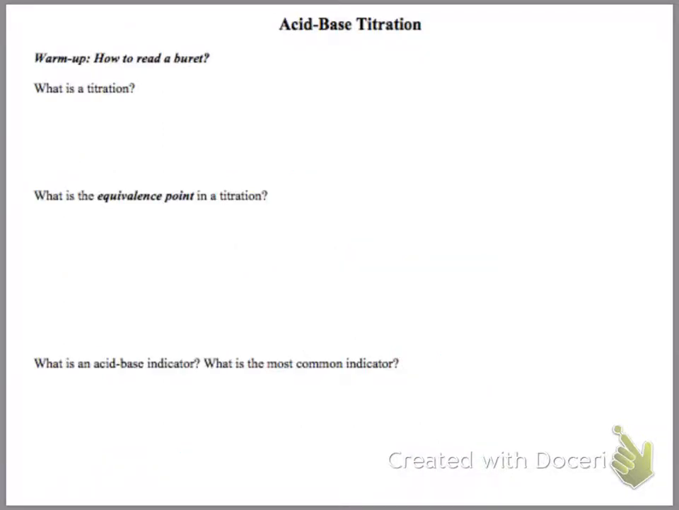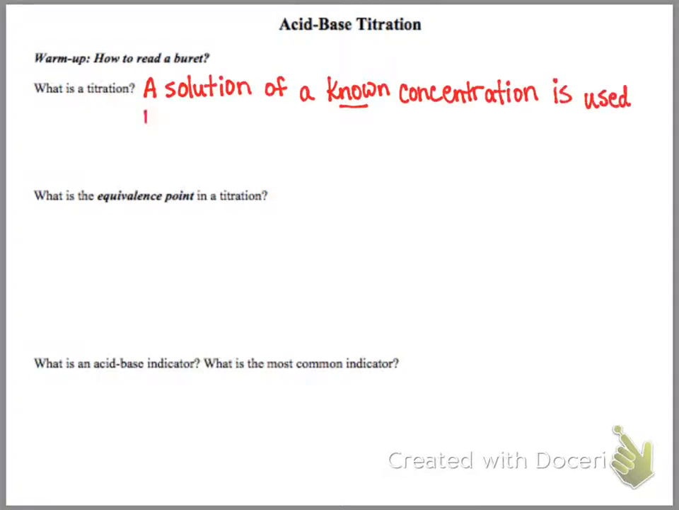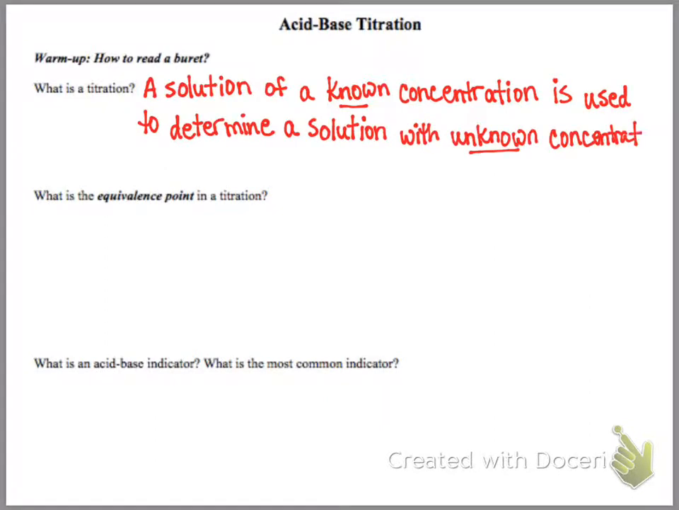So an acid-base titration is where we're going to do a neutralization reaction, but where one of the solutions has a known concentration, and we use that to figure out the concentration of the other solution, which has an unknown concentration. So we're going to mix the two solutions together, and we are using something called an indicator to tell us when we reach the equivalence point.